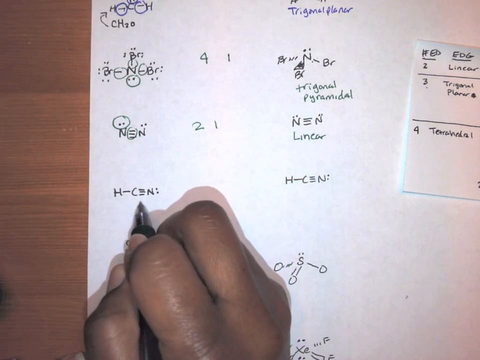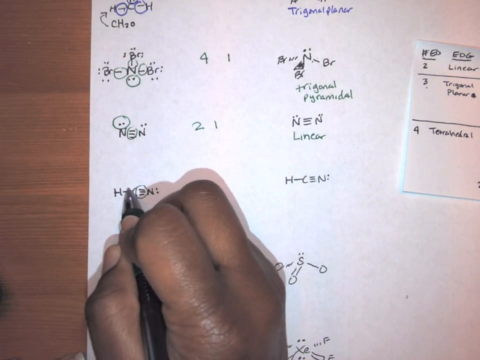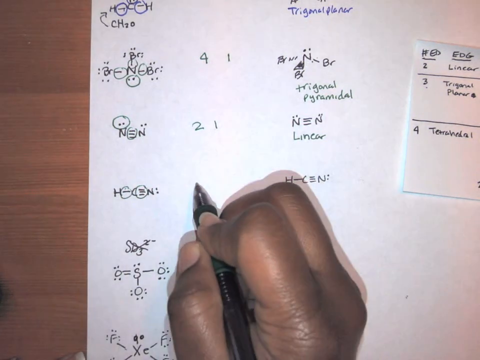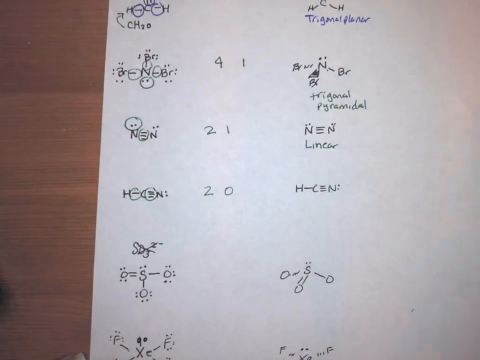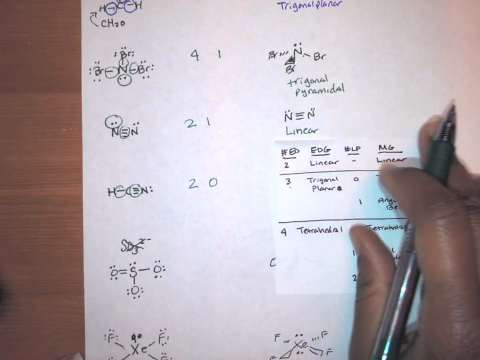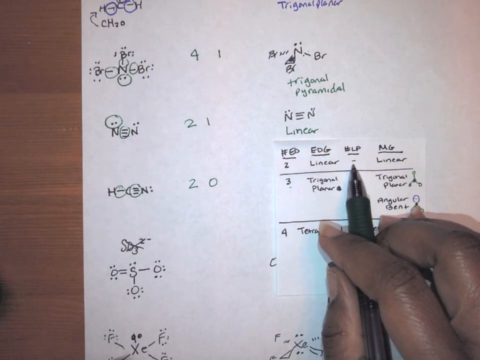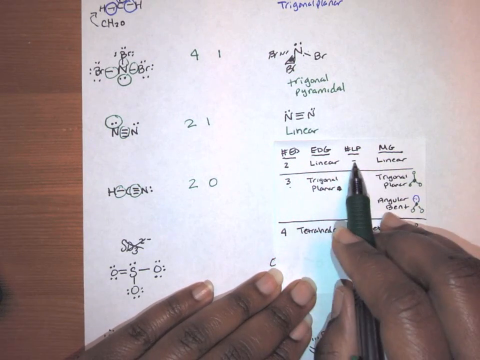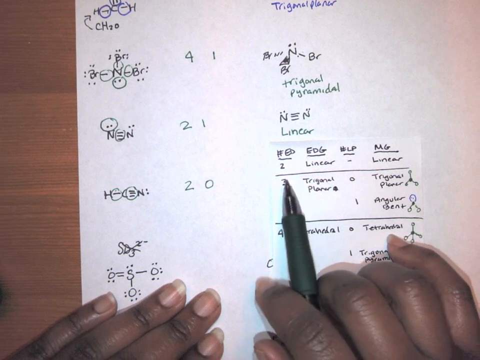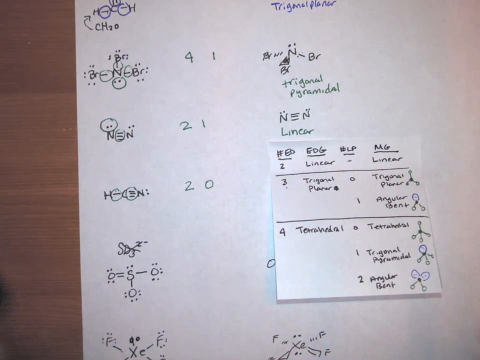So again, we focus on the central atom, carbon. We have 1, 2 electron domains, and no lone pairs. And in this case, when you have 2 electron domains, and I put a dash here because whether you have 1 or 0 lone pairs, it'll only be linear. So 2 electron domains, no lone pairs, linear. Whenever you have 2 electron domains, it'll be linear. Whenever you have 2 atoms, it'll be linear.